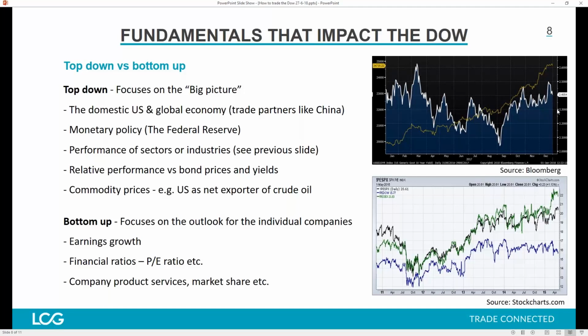Bottom up is the other way around. As I said, you look at things like the earnings growth of the companies, the financial ratios, the PE ratios, the products and services and the market share these companies have, and put it all together: does that make the stock market a good place to invest?